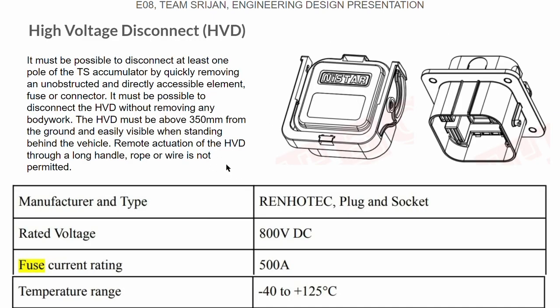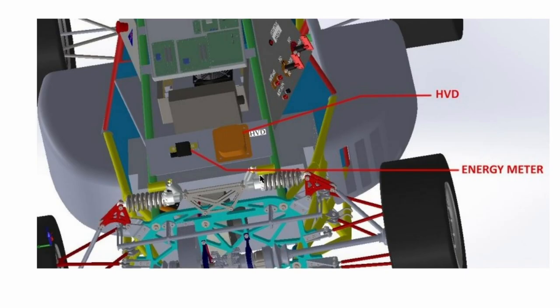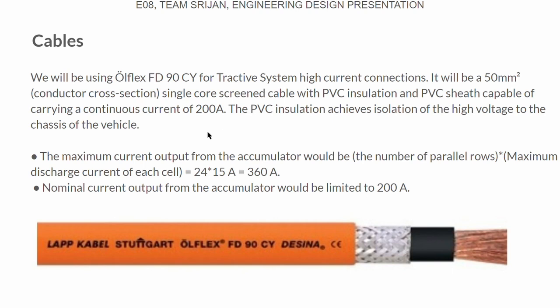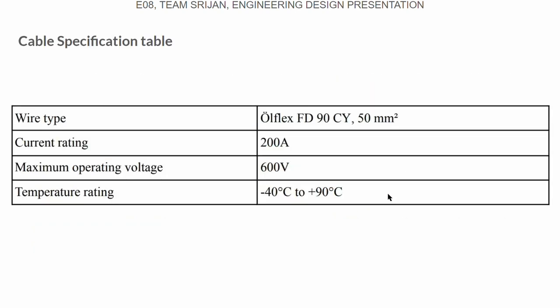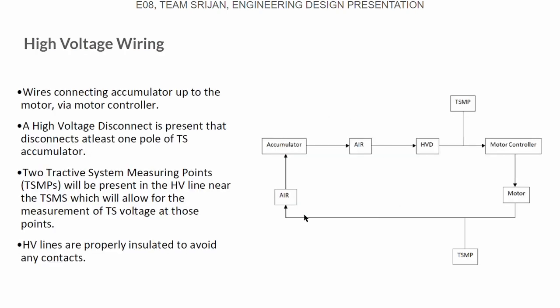Next is high voltage disconnect. HVD is used whenever we need to quickly disconnect the high voltage system. Next, we can see the physical mounting of the HVD. Next, the cables we use are Oflex FT90CY, and its cross-section area is 50 mm square, and we choose this as our nominal current output from the accumulator was 200 amps. Here are the cable specification table. Here in this slide, we have shown high voltage wiring.